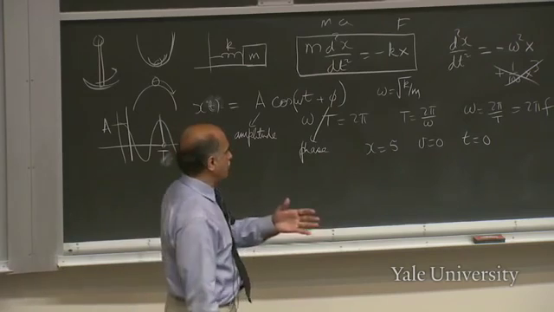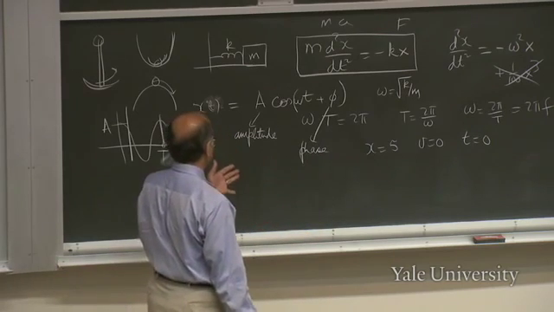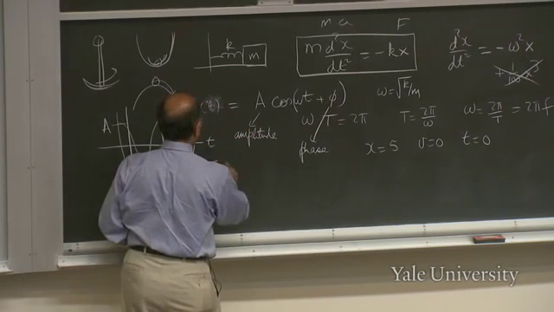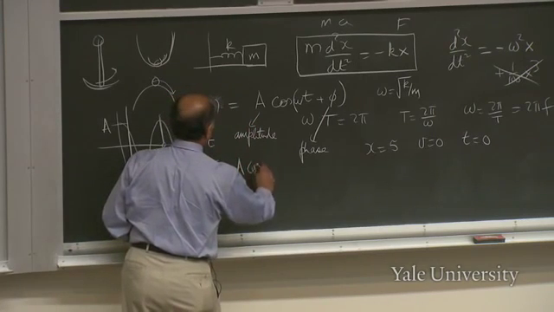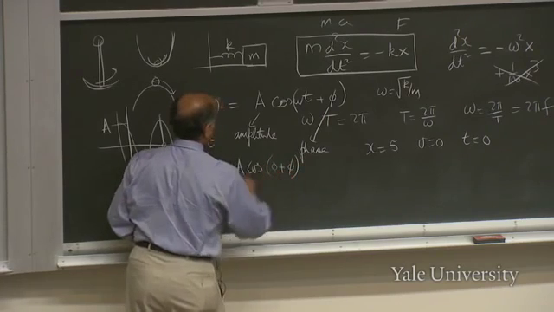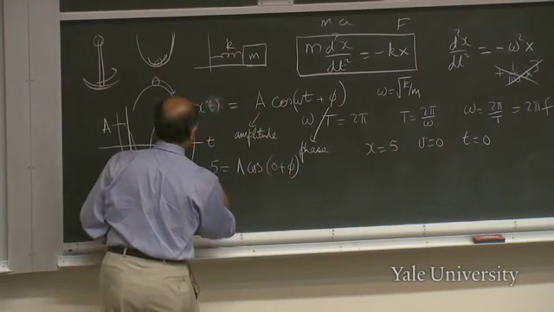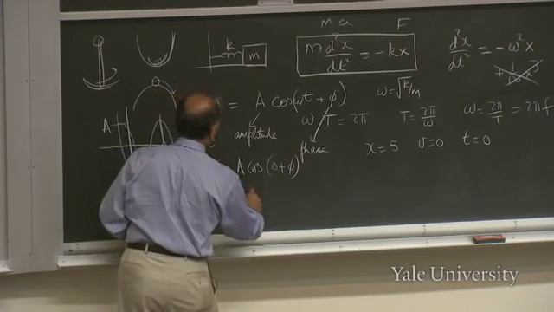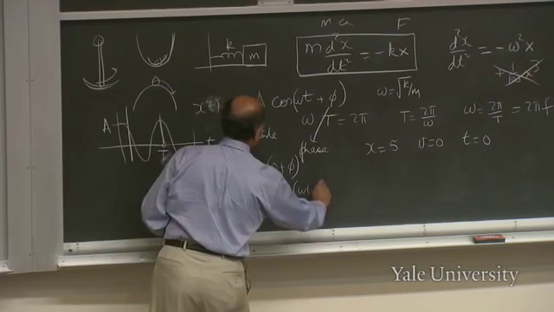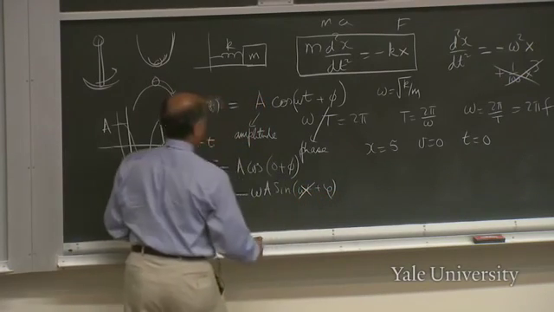I tell you the spring constant k and I tell you the mass and I say what's the future x? You have to come back to this equation and say 5 equals A cosine of 0 plus phi. And how about the velocity? Velocity is supposed to be 0. That is minus omega A sine of omega t plus phi, where t is 0.